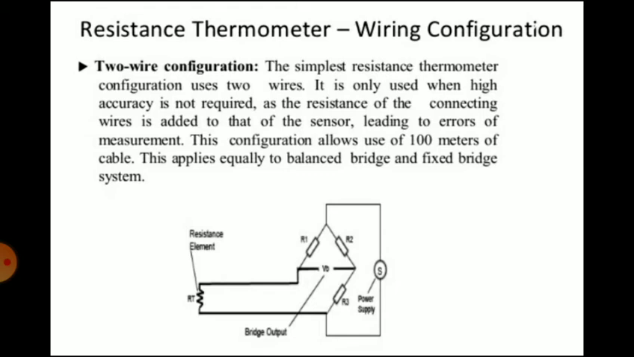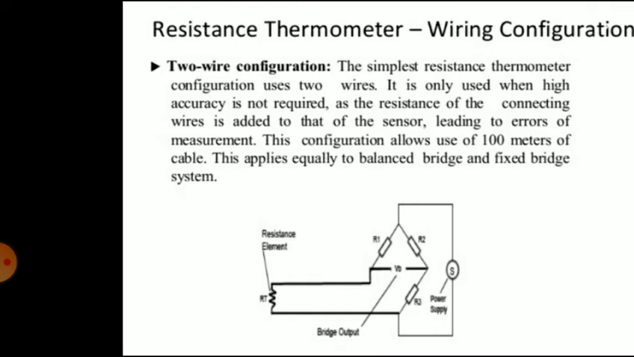So this is the measurement of temperature using a Wheatstone bridge. The RTD is connected to one of the arms of the Wheatstone bridge, and the change in resistance can be measured with the help of the Wheatstone bridge, which is calibrated to show the temperature directly. So this is regarding the RTD.